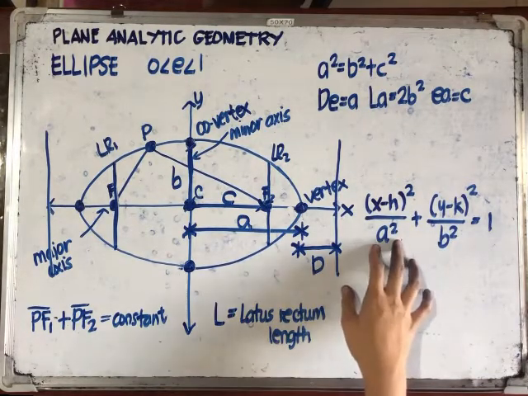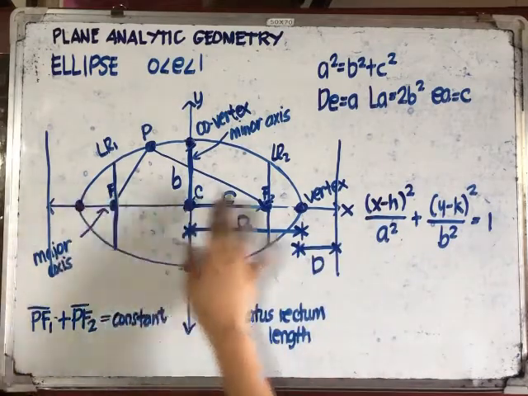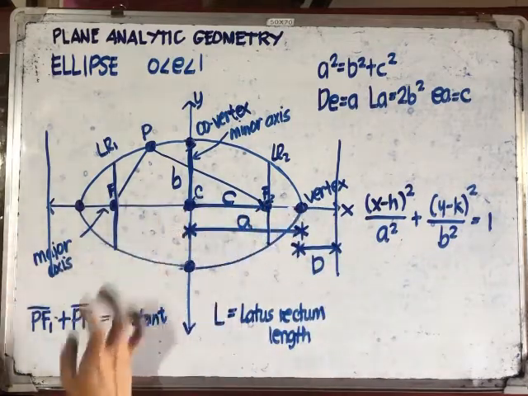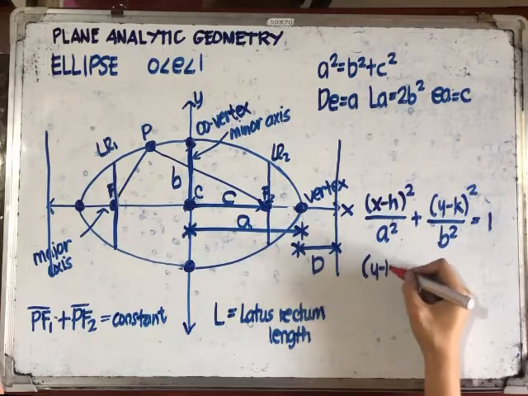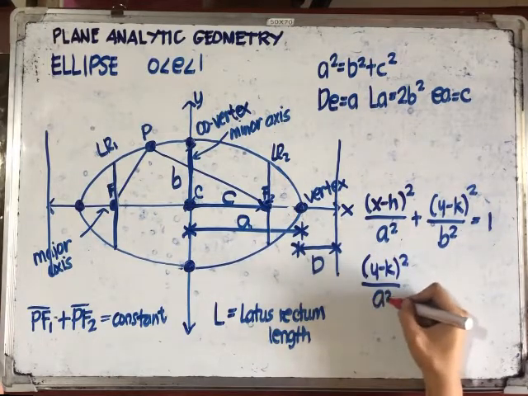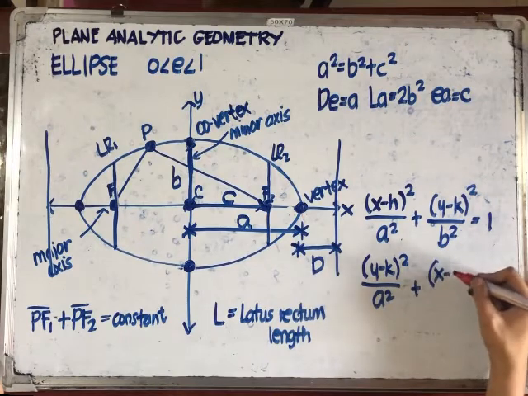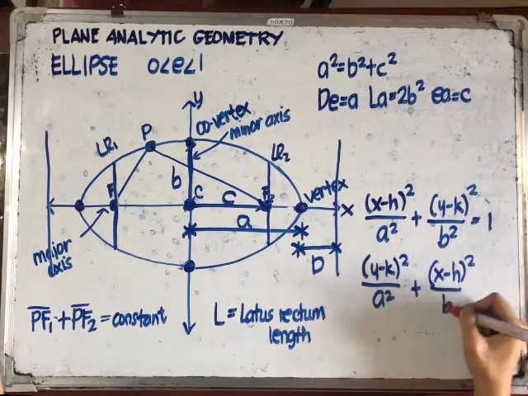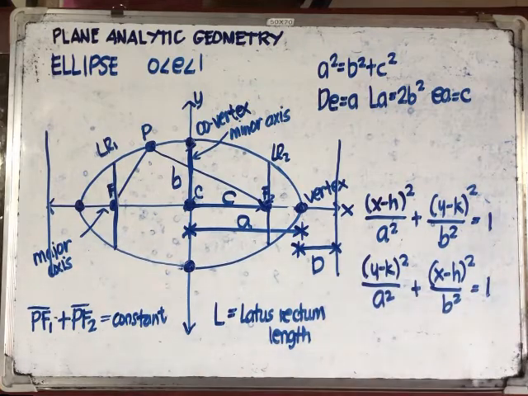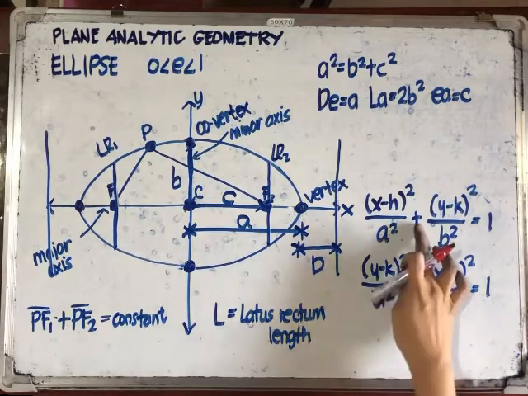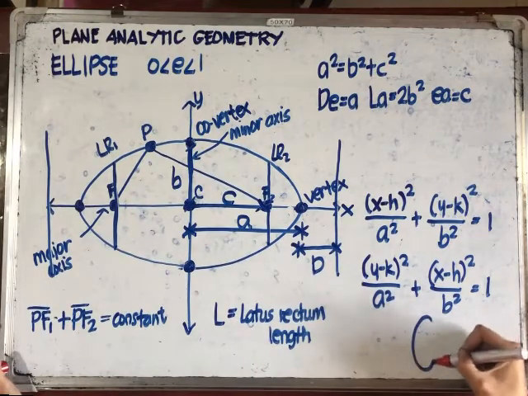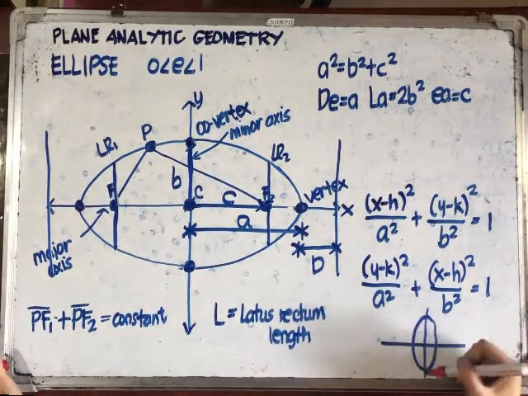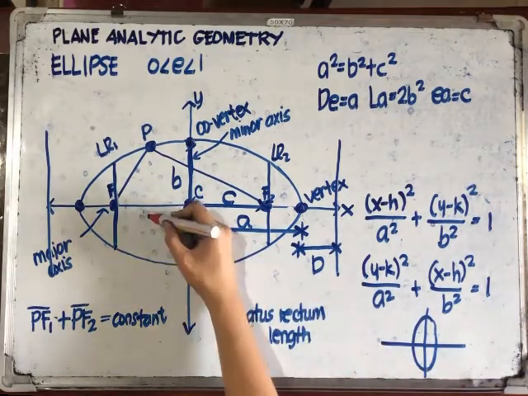So, a squared natin is nasa x kapag ito yon, nasa along x-axis ang ating major axis. So, pwede din naman ganito yung magiging itsura niya, no? Y minus k squared over a squared plus x minus h squared over b squared is equal to 1. So, pwede din ganun ang maging itsura ng equation of our ellipse. So, pag ganito siya, ito siya. Medyo pa-horizontal siya. Ito naman ganito, medyo pa-vertical naman siya. Ganito yung magiging itsura niya. Okay? Center natin is still at HK.